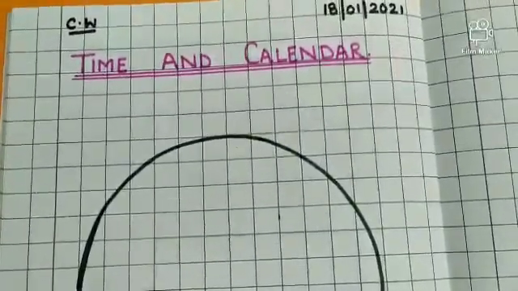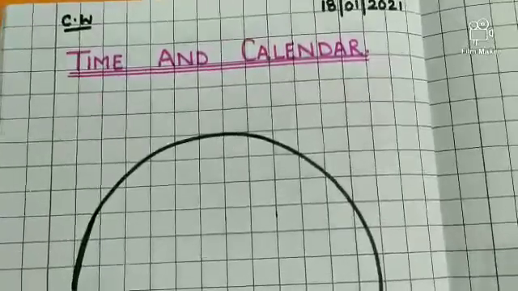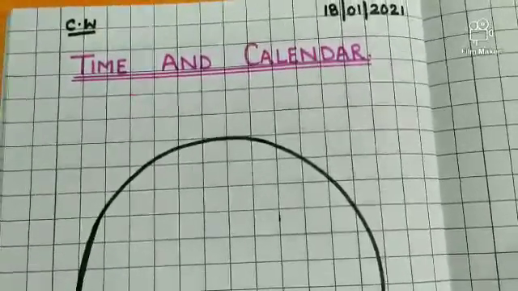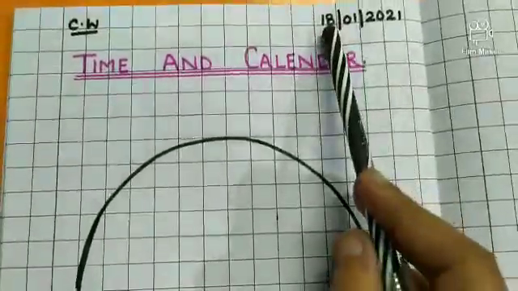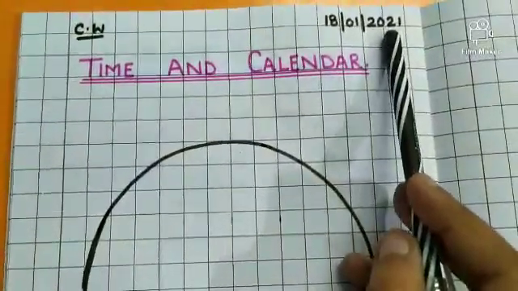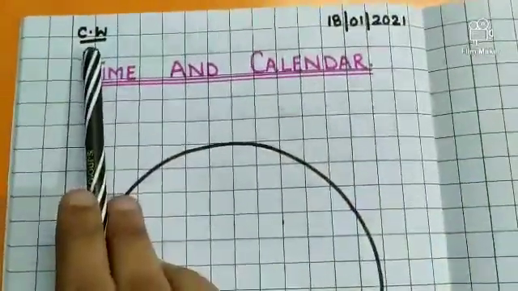So, class, this is your maths period. Take out your maths notebooks. Write down today's date, 18th of January 2021. Then write down classwork.